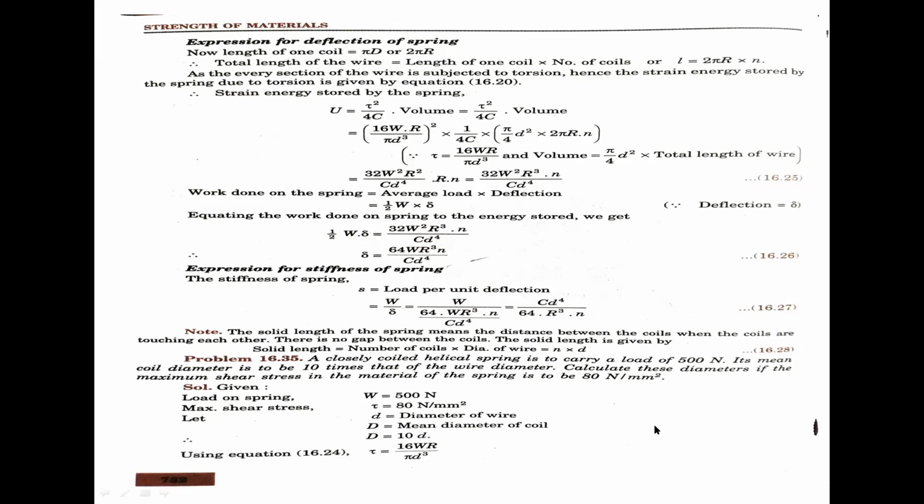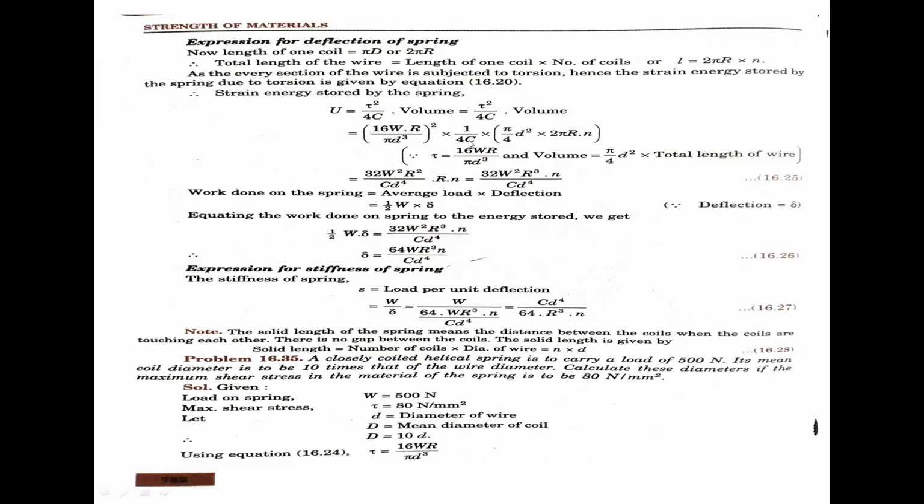This equation you have to use to calculate in this problem. Using equation 16.24, tau equal to 16 WR by pi d cube. Now substitute tau equal to 80, 16 into W 500, and our radius is D by 2, diameter by 2, by pi d cube. Okay, capital D is 10 times the diameter.